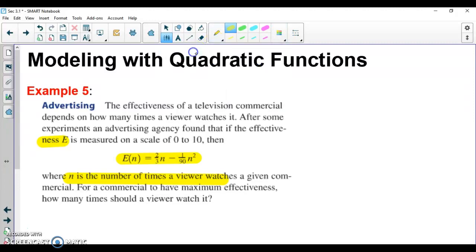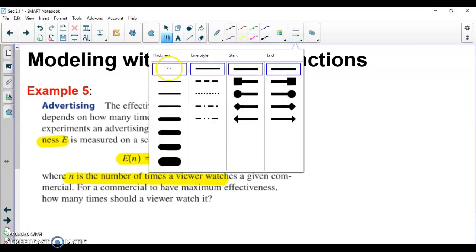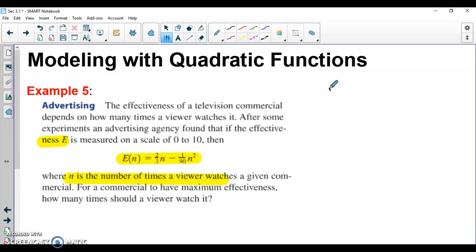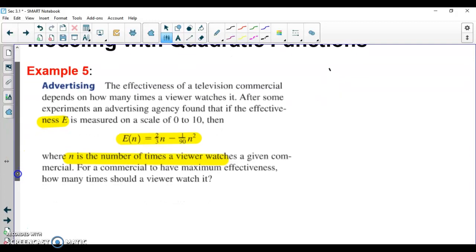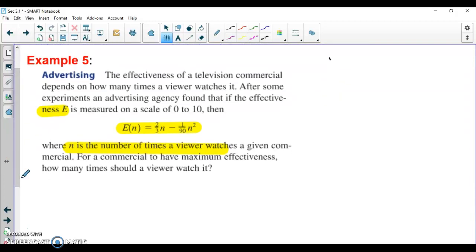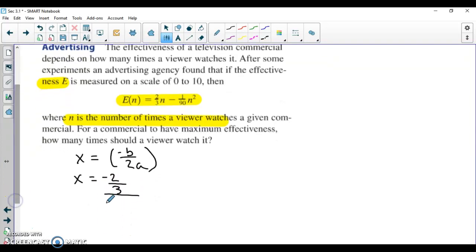So what we are going to do is go ahead and figure out exactly how many times the viewer should watch this. So the first thing we're going to look for is x equals negative b over 2a. So in our equation we have x equals negative 2 over 3, which is our b value, over 2 times our a value, which is negative 1 over 90.